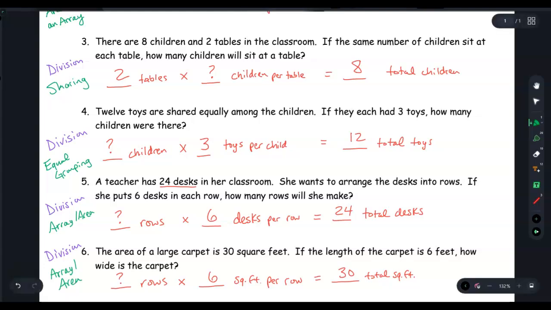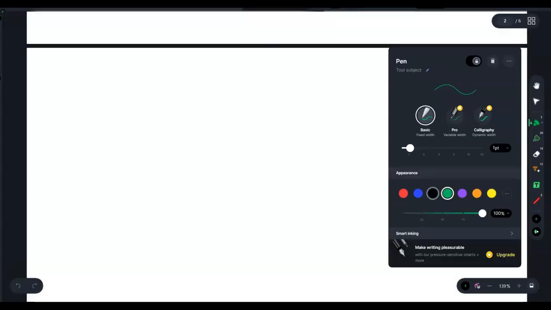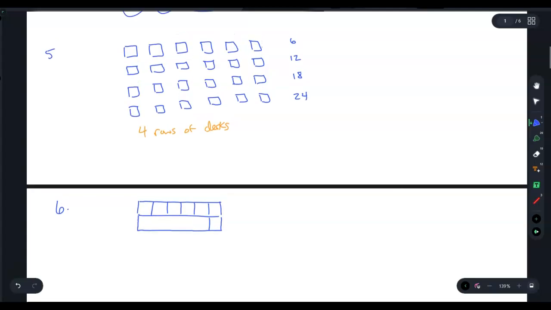So then let me go ahead and draw my picture. For this one, I know that there are 6 square feet in each row. So I could just start by drawing the first row. Do a better job of making those equally sized. So there's 6 square feet in the first row. And this is basically the same thing, I'm just drawing them together instead of the desks that I drew separately. I'm just doing all of these connected.